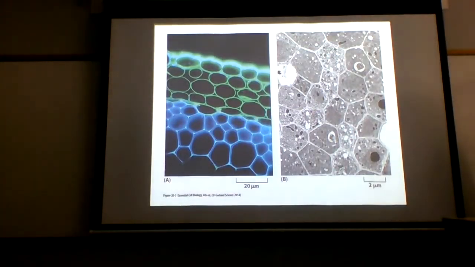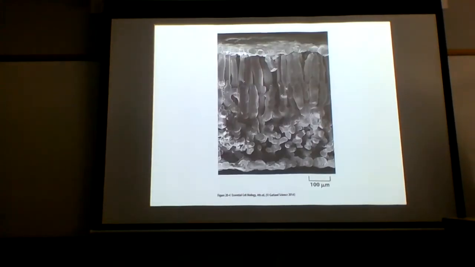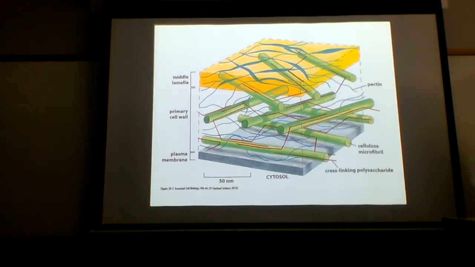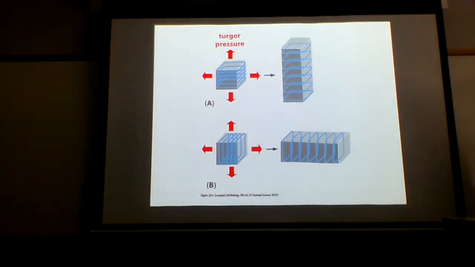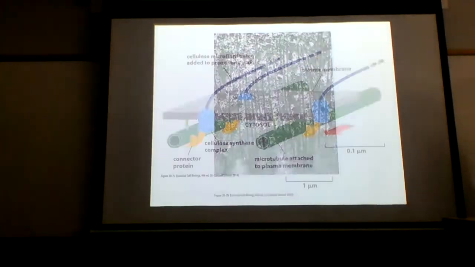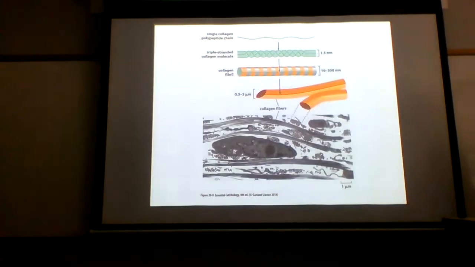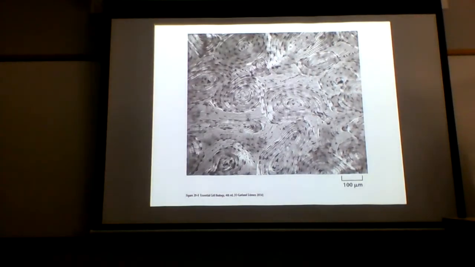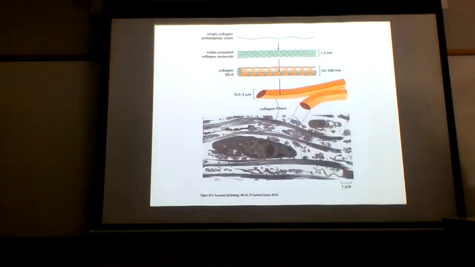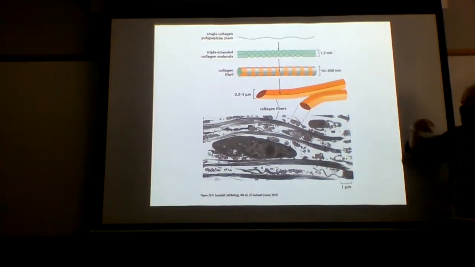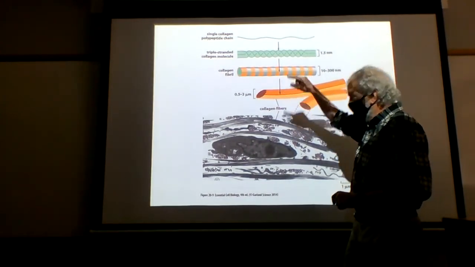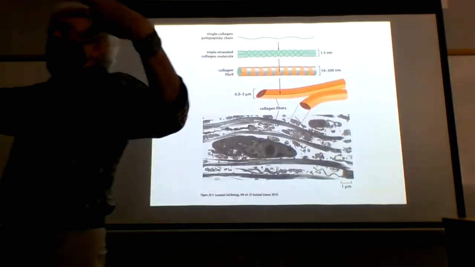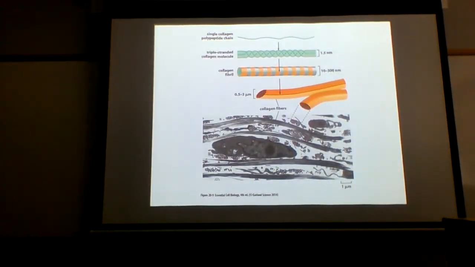So plant cell walls, yeah, pretty cool. And there is cellulose and pectin, turgor pressure. Wow, cool. Oh, actually, now we're on animals. That may be bone, actually. Regardless, here we got collagen. So we have the triple-stranded collagen molecule that then begins to build itself up into this larger collagen fibril. And then the collagen fibrils actually organize themselves up into collagen fibers.